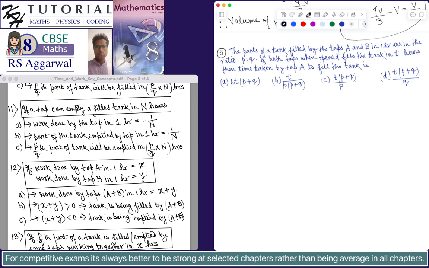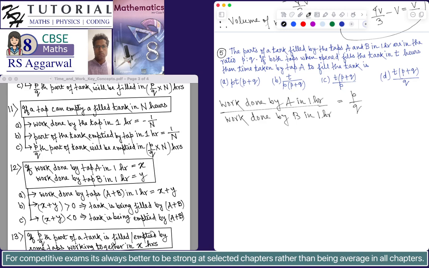So it is given that work done by A in 1 hour divided by work done by B in 1 hour is given as P is to Q, that is P divided by Q. Okay. If both taps when opened fill the tank in T hours, then time taken by tap A to fill the tank is.